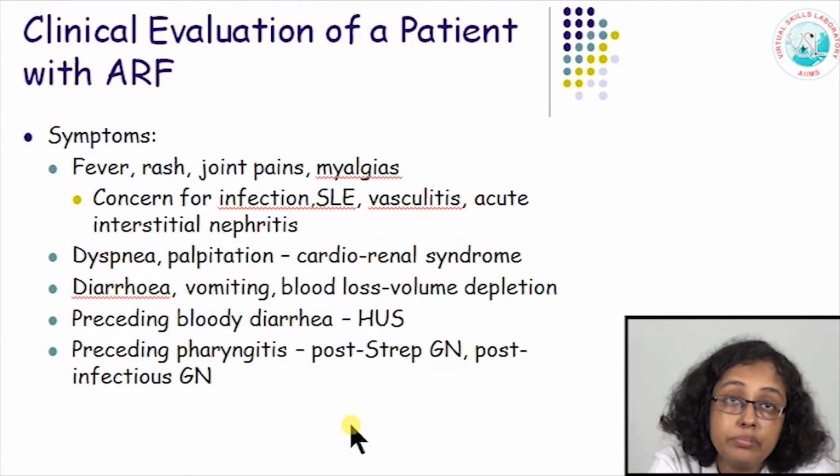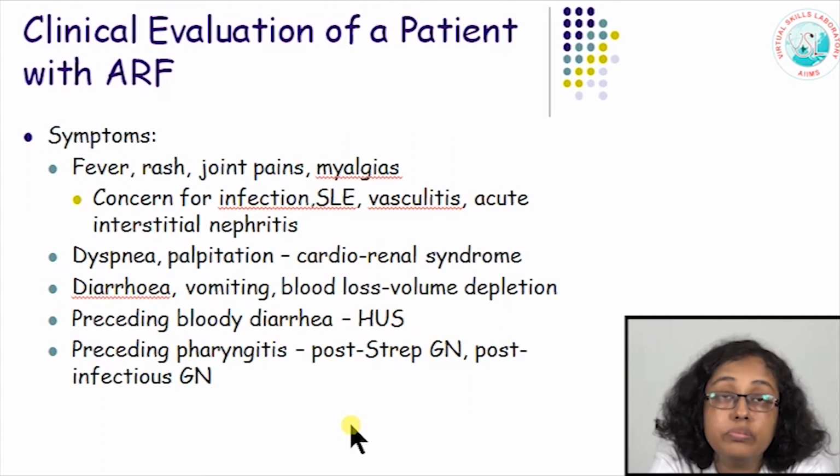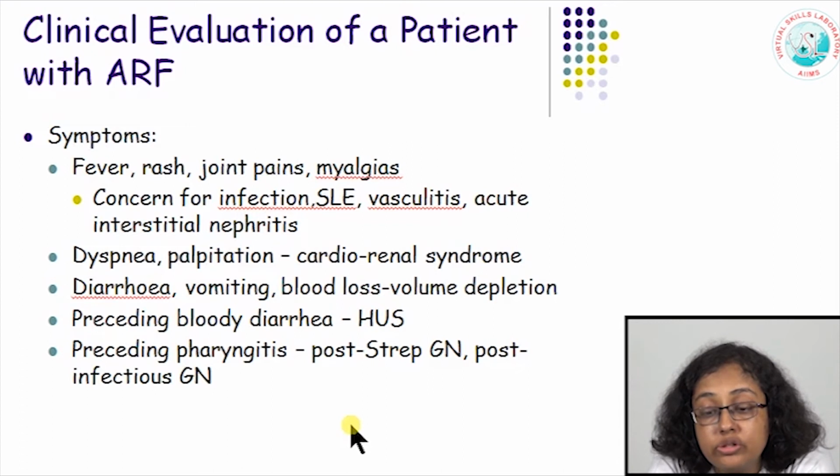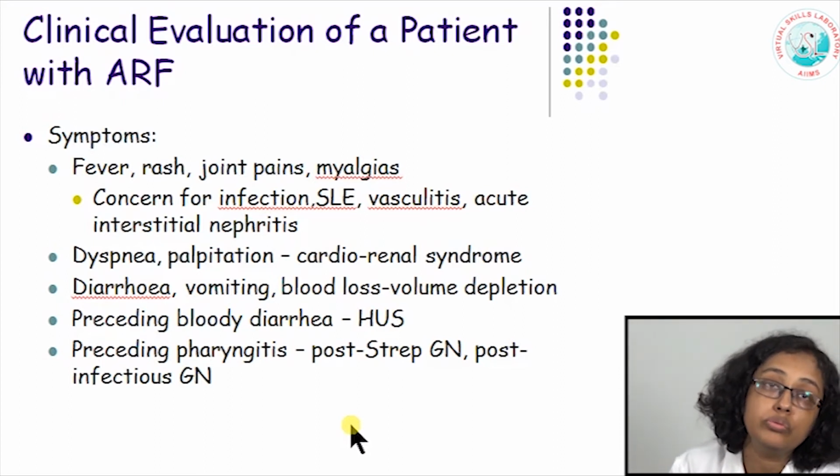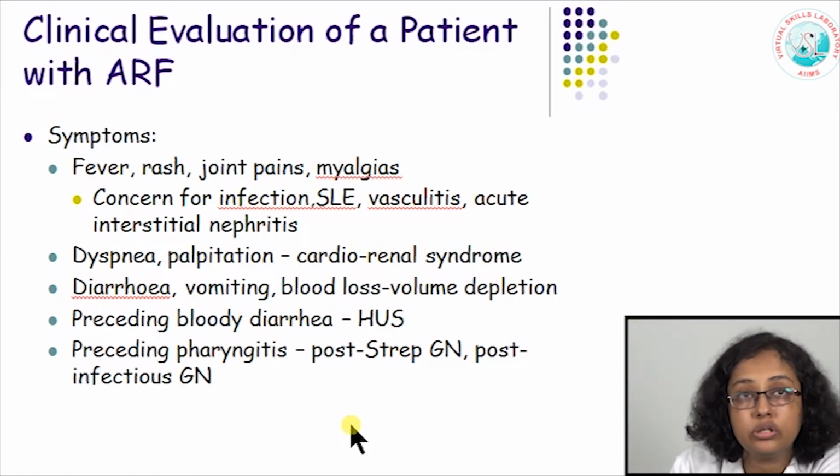If a patient has breathlessness and palpitation, along with a decline in urine output, it could be suggestive of a cardiorenal syndrome. Of course, the patient could give a history of diarrhea or vomiting. A preceding bloody diarrhea, especially in children, could suggest a hemolytic uremic syndrome. There could be a preceding history of pharyngitis, sore throat, which could suggest post-infectious glomerular disease.